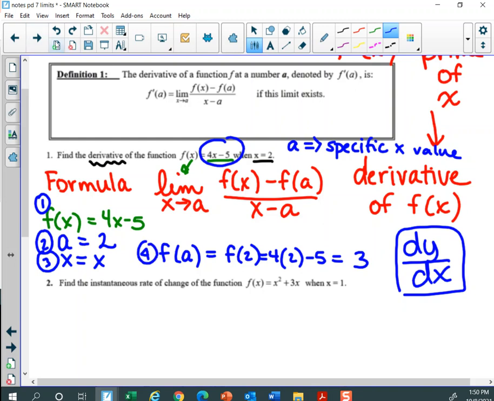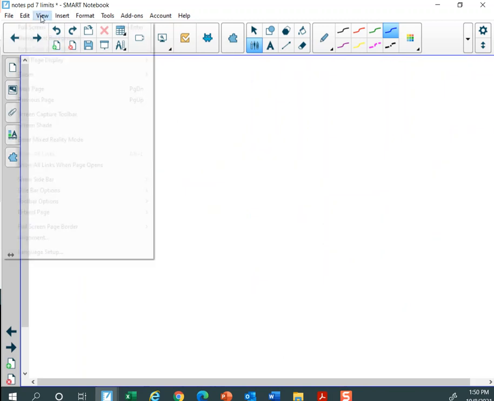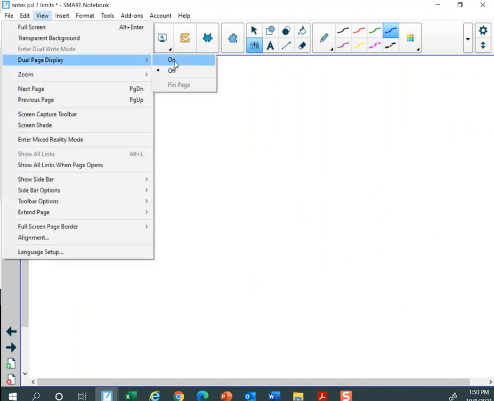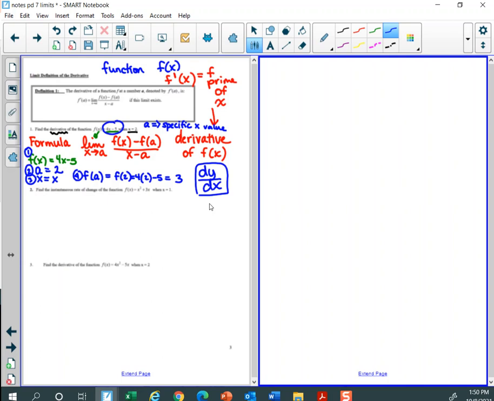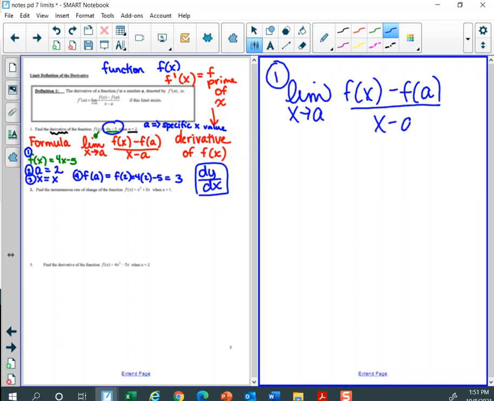So I'm going to go ahead and just go on another page here. We'll put it on dual so we can look at both. So here's what I'm going to do. I'm going to take my formula, the limit as x approaches a of f of x minus f of a over x minus a. And I'm going to put the particulars in.